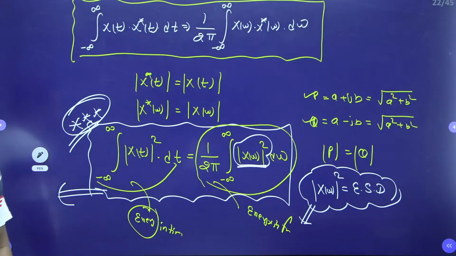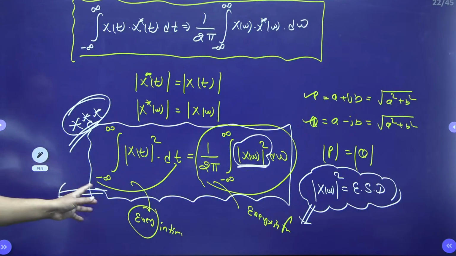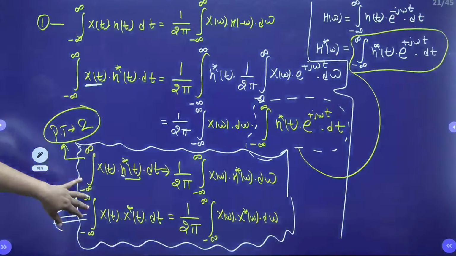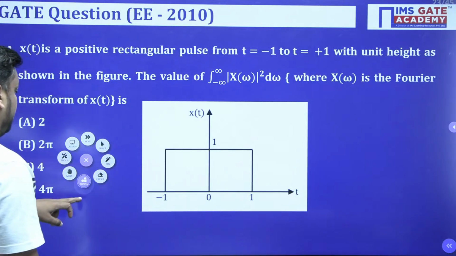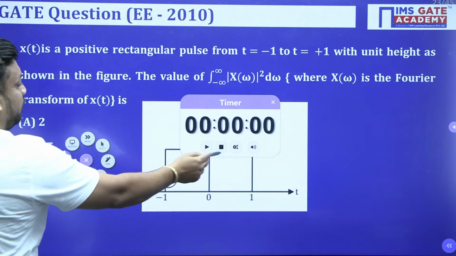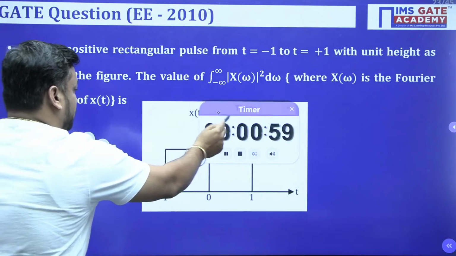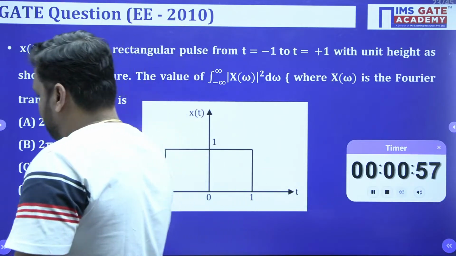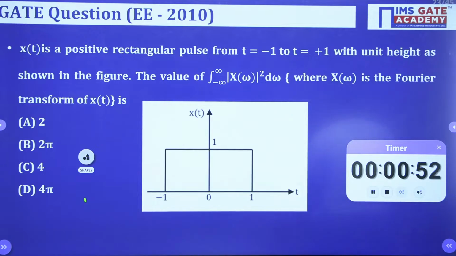Yes, so now I am going for the next, and here is my first question. I think you already completed this derivation part. Do you want to try this question? I will give you 1 minute. Try to attempt this question, because 1 minute is more than sufficient to solve it. Come on, try to attempt this.